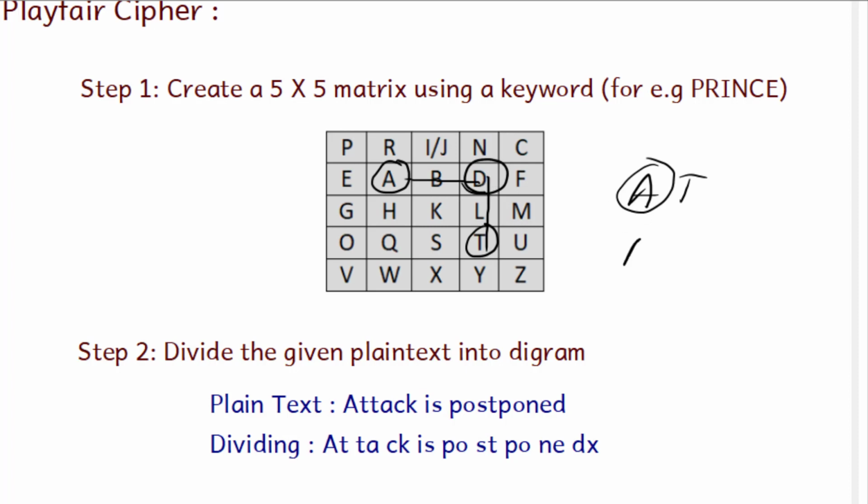Okay, so for A we have D, and for T we see the corresponding alphabet which lies in the same row as T and the same column as A. So this is Q. So this is how we write. Okay, if they are not in the same row and same column, this is the rule.